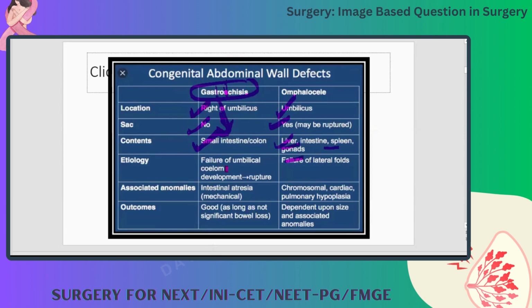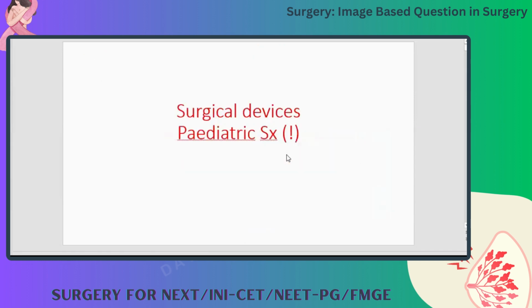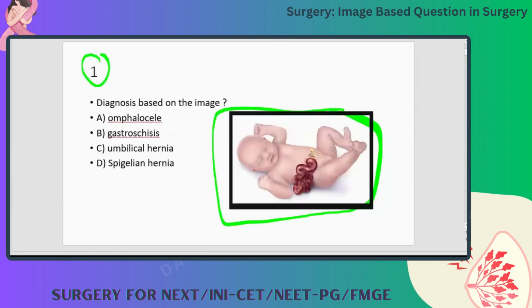Okay? And read this point. And associated anomalies: in gastroschisis, only mechanical complications like intestinal atresia are there. Here in omphalocele, chromosomal anomalies are there, cardiac anomalies are there, pulmonary anomalies are there. Now see here. See, where is the umbilicus? Towards the right. Yes, right of the umbilicus, the defect is there, and there is no sac at all. Okay, these are the findings.